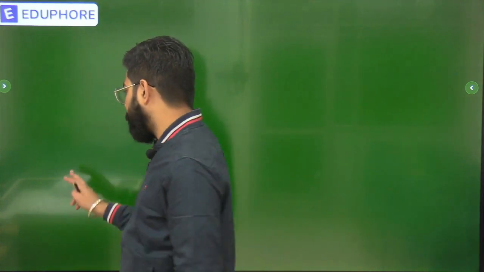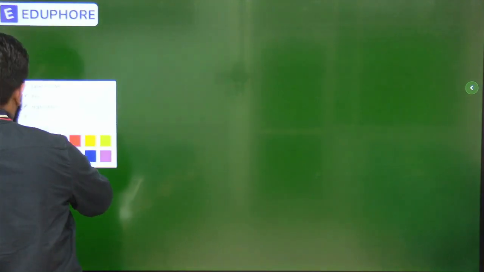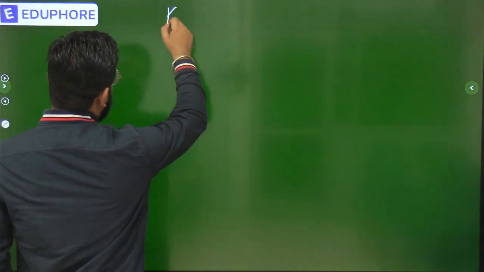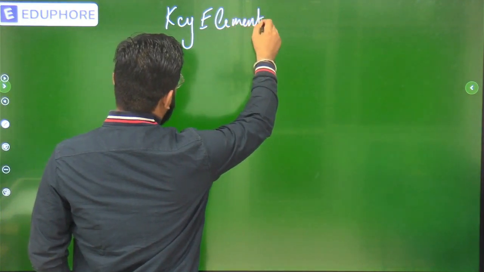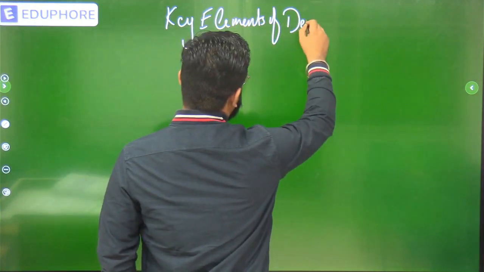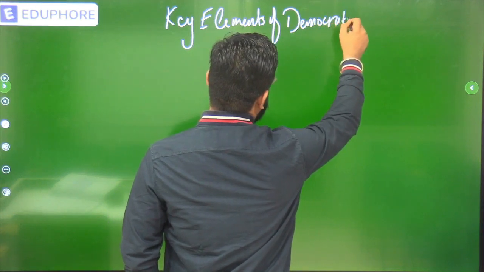So as you know, we are on chapter 4. We now need to discuss chapter 4 of class 6 NCERT. In the last lecture we discussed democratic government, what a democratic government is and how it works. Now the next chapter, chapter 4, is the key elements of a democratic government.